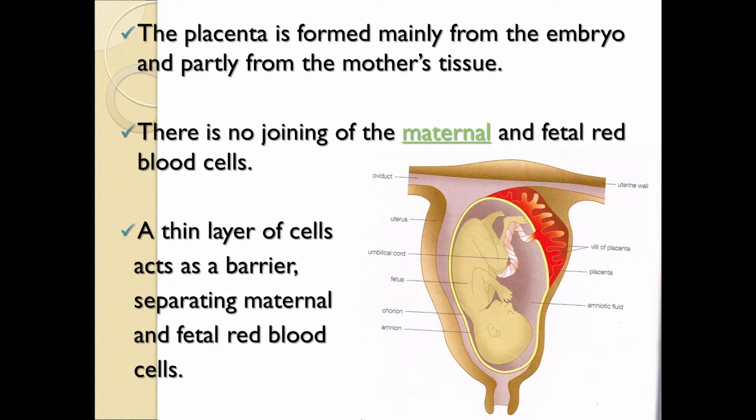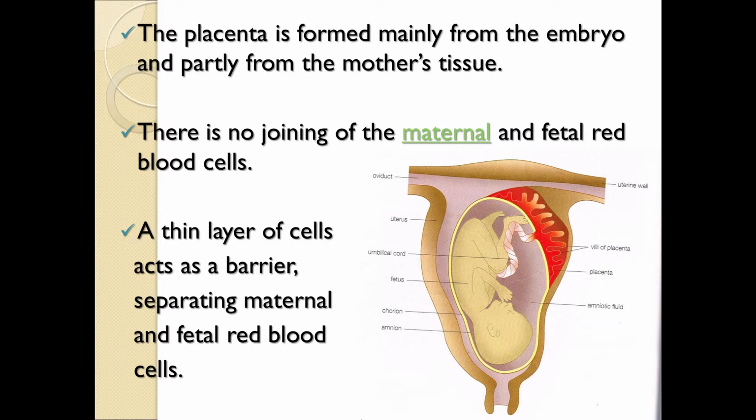So here we have a larger image that you can look at now. Looking at the image, you will see what is labeled as the placenta there. They are saying that the placenta is formed mainly from the embryo and partly from the mother's tissue. Right. So the placenta is a compilation of parts from the mother herself and of course from the developing embryo. So there is no joining of the maternal and fetal red blood cells.